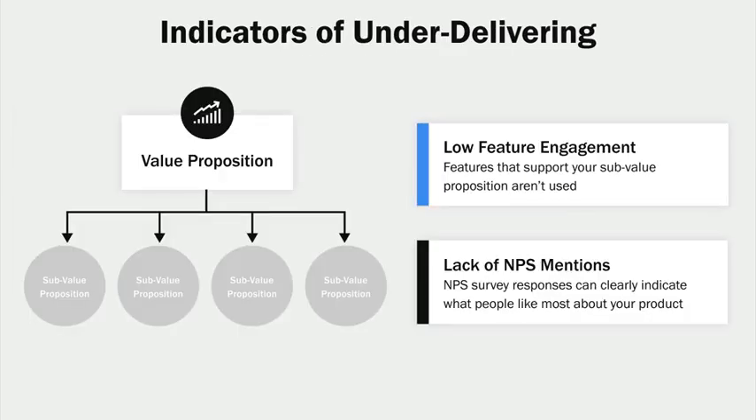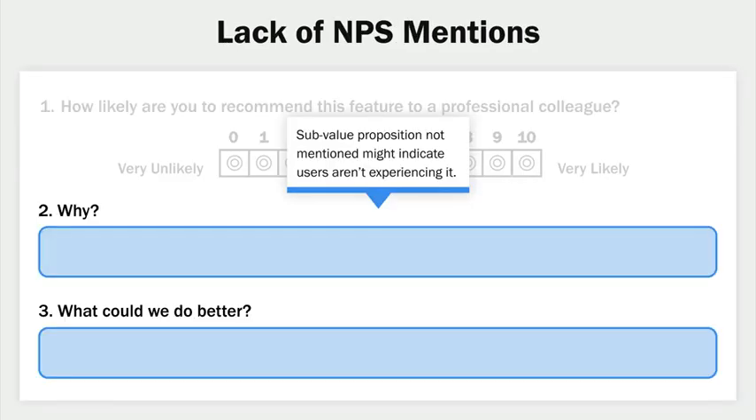A second potential indicator of sub-value proposition under delivery is lack of NPS mentions. NPS survey responses will indicate what people like most about your product. If the sub-value proposition isn't mentioned in these verbatims, there is a possibility users aren't experiencing it.